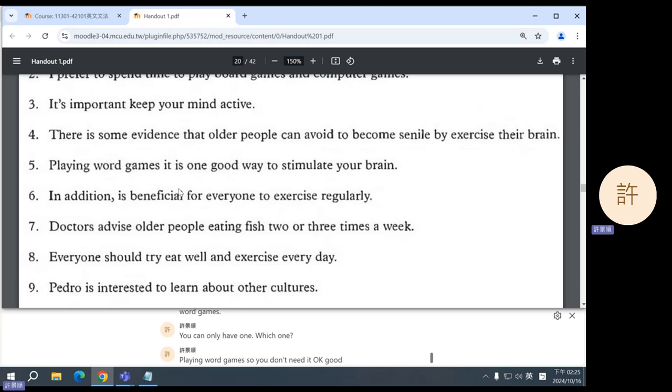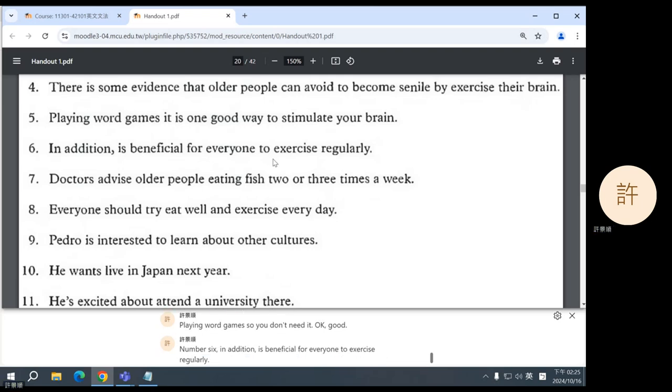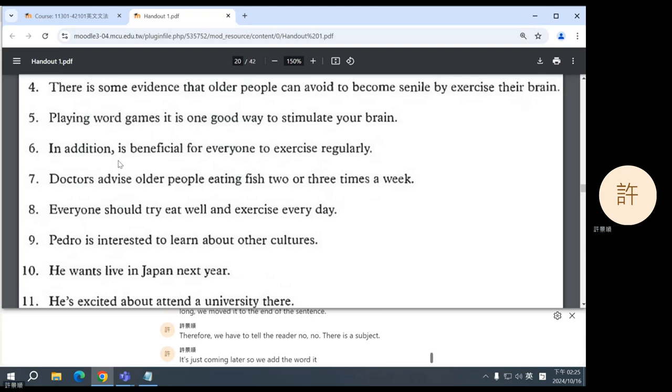Okay, good. Number six, in addition, is beneficial for everyone to exercise regularly. Good. The subject is to exercise regularly, but because it is quite long, we moved it to the end of the sentence. Therefore, we have to tell the reader, no, there is a subject, it's just coming later. So we add the word it. Good. Number seven, doctors advise older people eating fish two or three times a week.